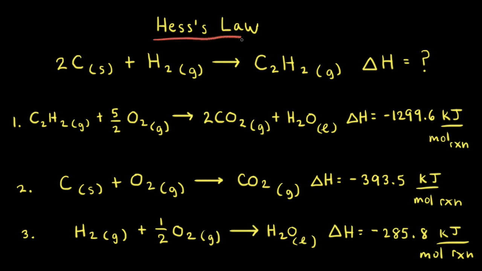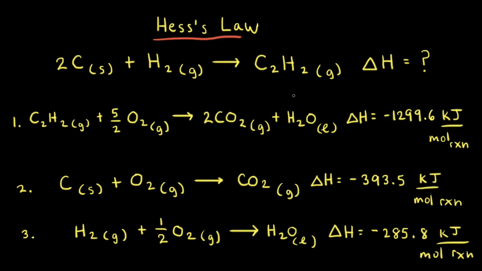Hess's law states that the overall change in enthalpy for a chemical reaction is equal to the sum of the enthalpy changes for each step. And this is independent of the path taken, so it doesn't matter what set of reactions you use. If you add up those reactions and they equal the reaction that you're trying to find, you can also sum the enthalpies to find the enthalpy change for the reaction.